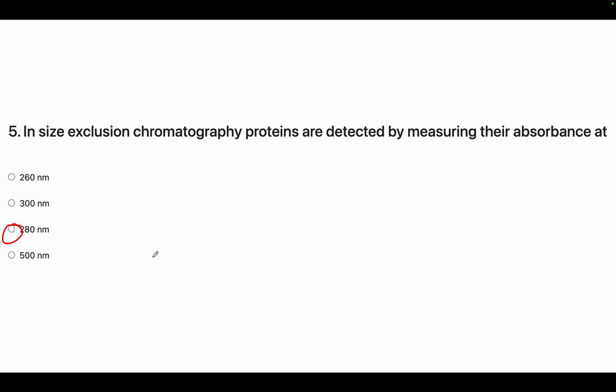So this is another thing to keep in mind. Sometimes, in a very rare case, you might be working with a protein which doesn't have any tryptophans. So then you have to keep in mind that you might get a very low signal in your absorbance detector. But in general, in SEC, we will detect the protein by measuring absorbance at 280 nanometers.